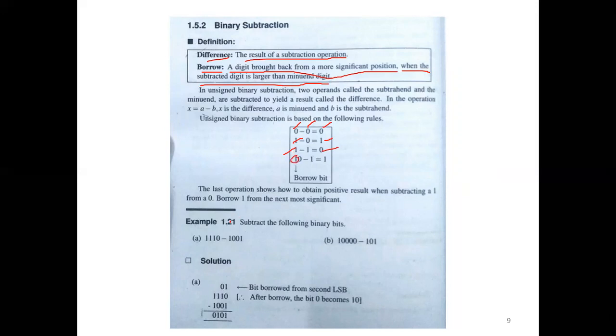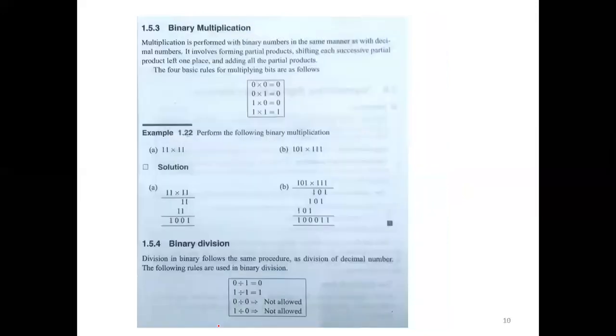It's a simple example for subtraction. We are subtracting these values. 0 minus 1 we cannot do, so we have to get a borrow from the next digit. So 1 0 minus 1 is 1, and then 1 minus 1 is 0. That is binary subtraction.